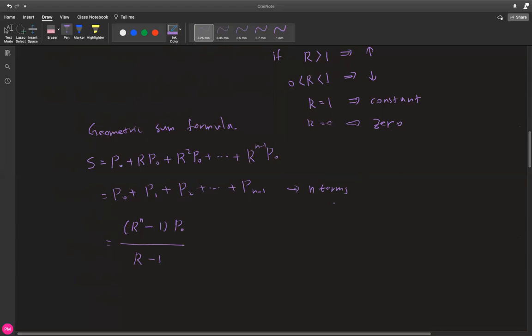A notable example that we did here was: if you get a penny today, 2 pennies tomorrow, and so on and so forth, after 31 days, how much would you have? And that was a notable example. So that was the end of chapter 9. That's all we really did.